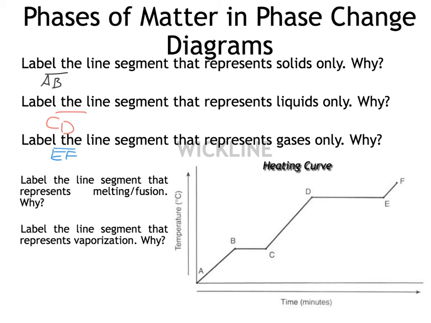But the line segment that would represent melting, which is also called fusion in the Regents, is going to be line segment BC. The way that I know that is because it's the transition space between solids and liquids. So that process, as solids change into liquids, would be called melting or fusion. And so for my reason why, I just said it's showing that solids are transitioning to liquids, so that's the fusion point. And similarly, the line segment that would represent vaporization would be this line segment, because it is the space that separates liquids from gases.